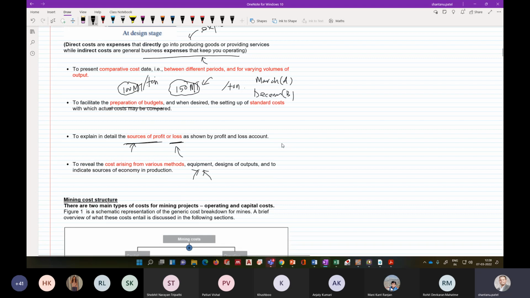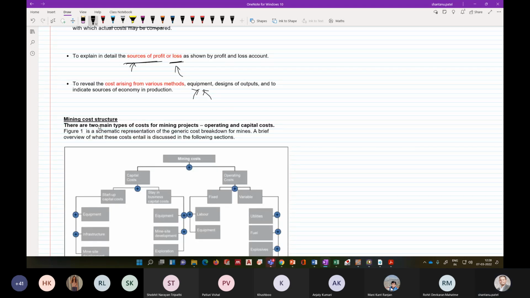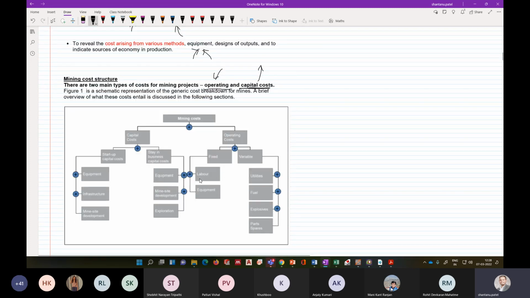So if you see our cost structure, there are two main types of cost for mining projects. One is operating cost and the second one is capital cost. This is self-understood, I think. The initial cost that you need is your capital cost, and to run the whole system, this is your operating cost. This figure here shows the two types of costs and their components. As we can see, we have capital cost and we have operating cost.